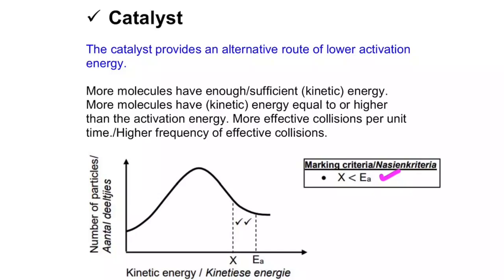So this is where the activation energy was located. But after the addition of a catalyst, point X is the lower activation energy, right? Because the activation energy has been lowered, more particles will have kinetic energy that is sufficient to make a reaction, a fruitful chemical reaction, an effective collision, and hence the rate of reaction increases.